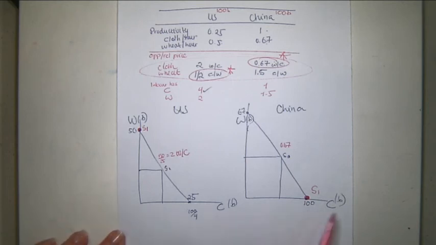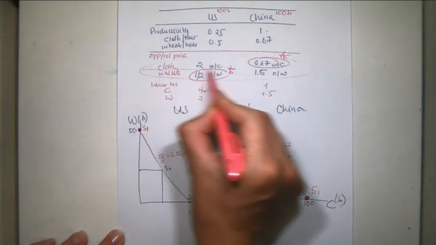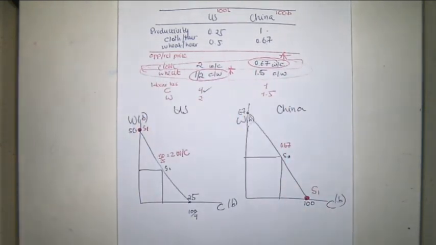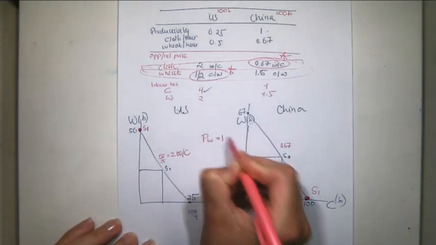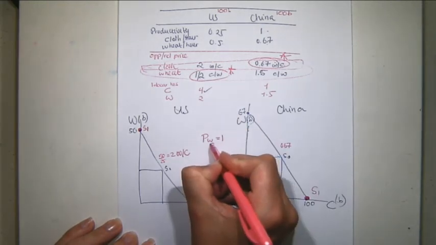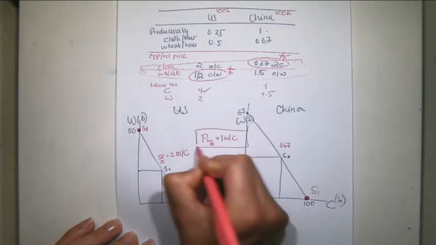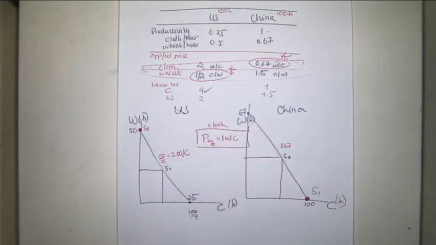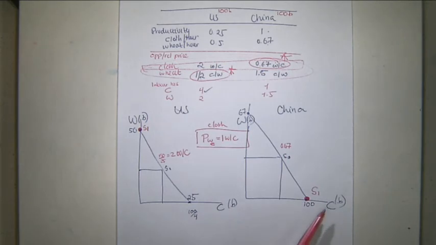Let's look at the price of cloth. The price of cloth is here. So in the US, the price of cloth is 2 wheat, given up for a unit of cloth. In China, 0.67. So the world price has to fall somewhere in between there. I'm going to arbitrarily choose a world price of 1 for the price of cloth. So we give up 1 wheat per unit of cloth. So the international price of cloth is 1 wheat. As I've told you before, the slope of this line is always going to be the price of whatever's on the x-axis. So the slope of the new trade line has to be 1 in both countries.